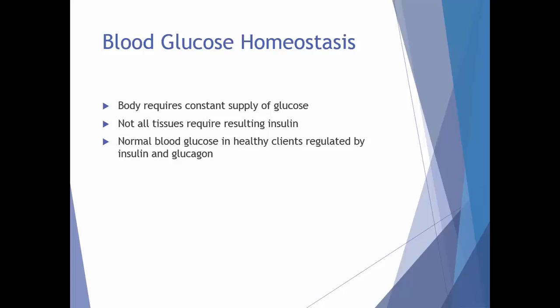Looking at blood glucose homeostasis, all body tissues and organs require constant supply of glucose. However, not all tissues require insulin for glucose uptake. Example, the brain, liver, intestines, and renal tubules don't require insulin to transfer glucose into their cells. Skeletal muscles, cardiac muscles, and adipose tissues do require insulin for glucose movement into the cells. Normal blood glucose in healthy clients is regulated by the actions of insulin and glucagon.